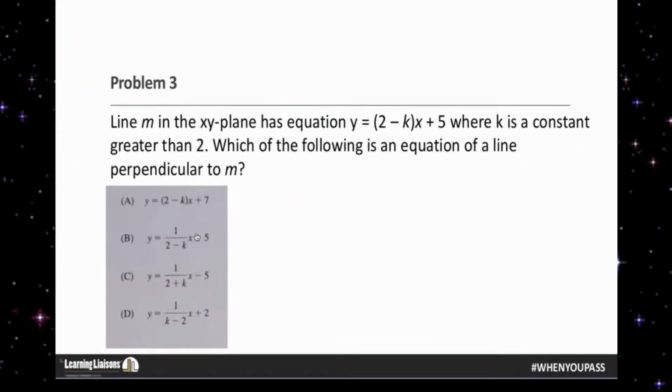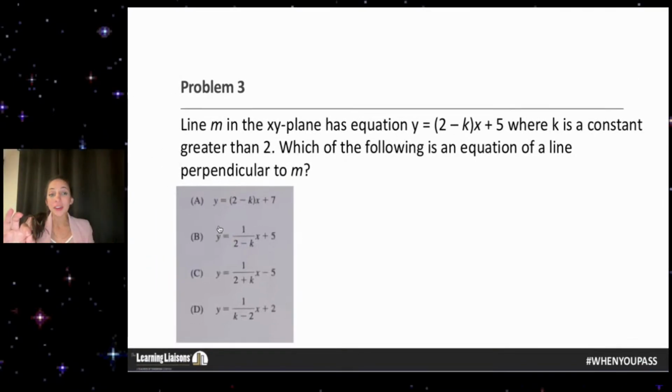All right, let's go ahead and do the next problem. Line M in the XY plane has equation y equals (2 minus k)x plus 5, where k is a constant greater than 2. Which of the following is an equation of a line perpendicular to M?